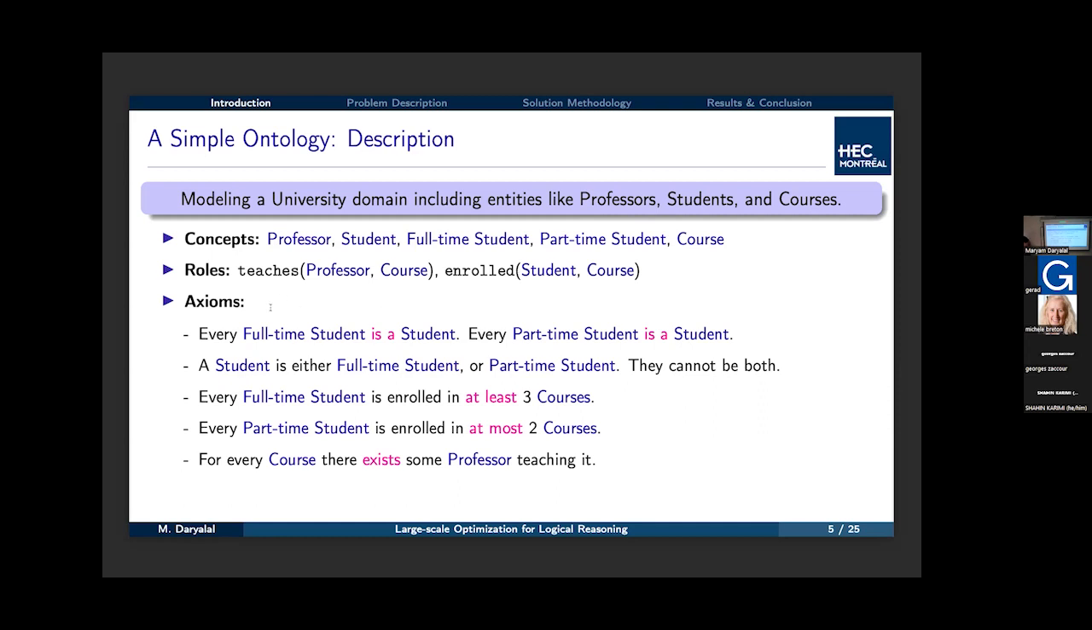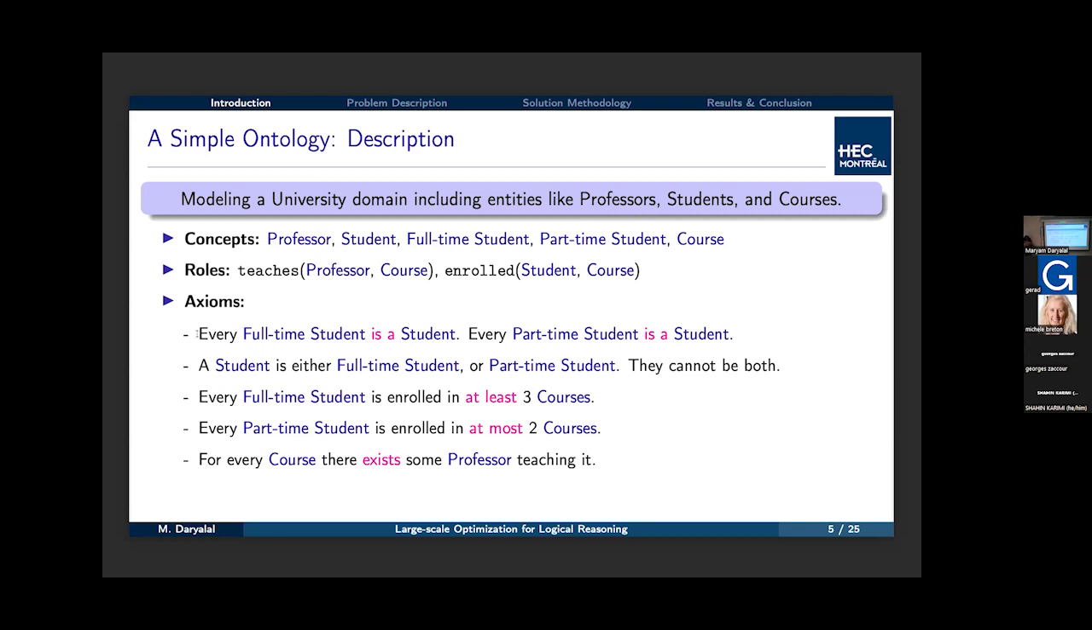And in an ontology, we also have axioms. Axioms are relationships between these concepts using different operators and also roles. So for example, I want to say something very obvious. Every full-time student is a student. Every part-time student is a student. As you see, when we are able to write these in a way that a machine understands them, then it can extract knowledge from it. We'll see what this extracting knowledge means.